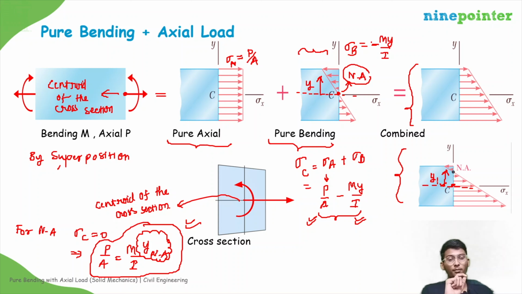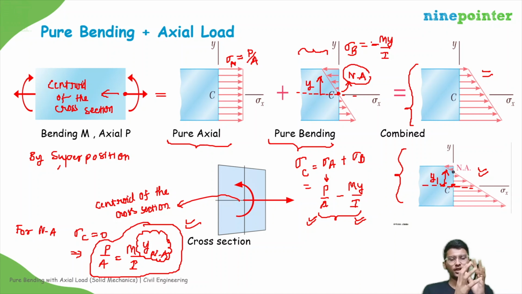So this can be there or not there. That will depend on the magnitudes of the pure axial stresses and the magnitudes of the pure bending stresses. Okay, so that can look like something like this and something like this. Okay, it can have compressive stresses also.